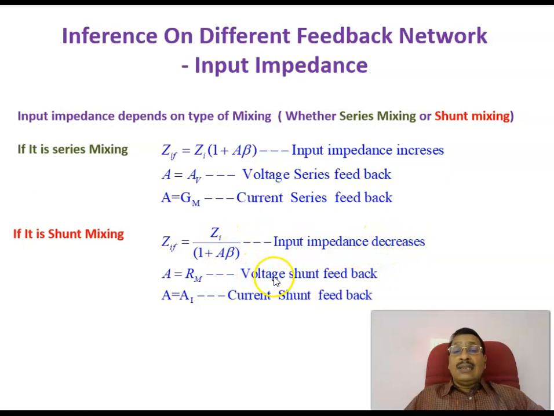There are two possibilities, the voltage shunt as well as current shunt. If it is a voltage shunt feedback circuit, this gain A will be equal to the transresistance Rm, and if it is a current shunt feedback, this gain A will be equal to the current gain Ai. Therefore, generally, if it is a shunt mixing circuit, whether voltage shunt or current shunt, the input impedance is decreasing. And if it is a series mixing circuit, whether voltage series or current series, the input impedance is increasing.